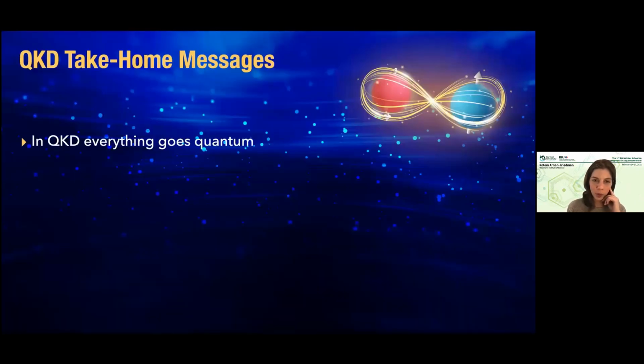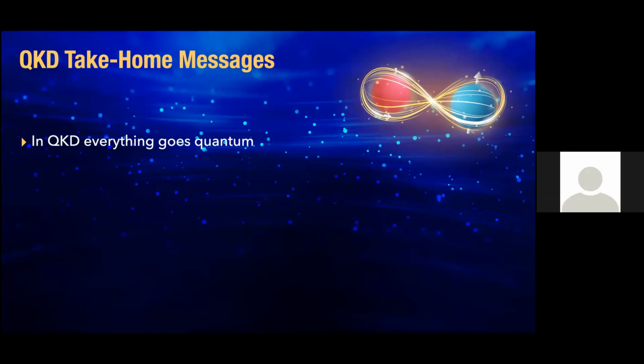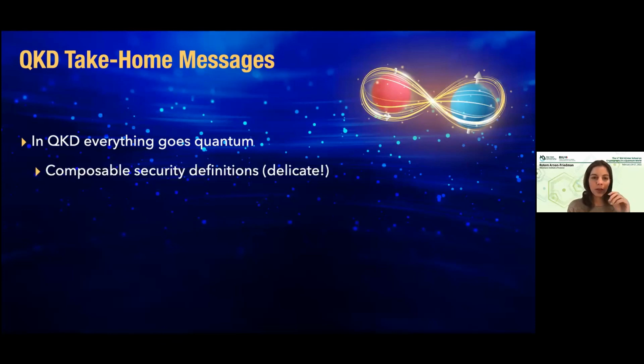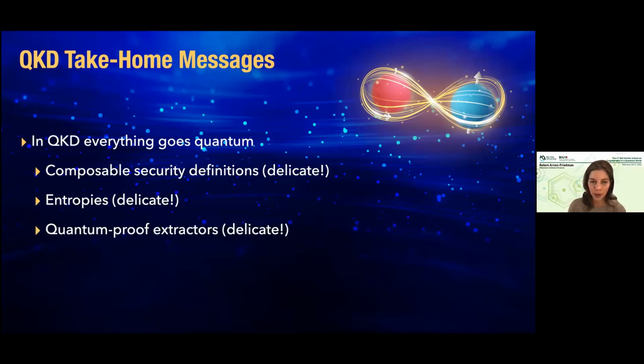Okay, so I end with this. Just a few last words. In QKD, as I showed you, everything goes quantum. We have a composable security definition, which is something we need to take care of. We have these quantum entropies, many different types of entropies, and we have the quantum side information, the quantum states on which we evaluate these entropies. So this is also very delicate. We don't just take the classical thing. We have quantum-proof extractors, which are also delicate because not all classical extractors are quantum-proof, and we need to take this into account.